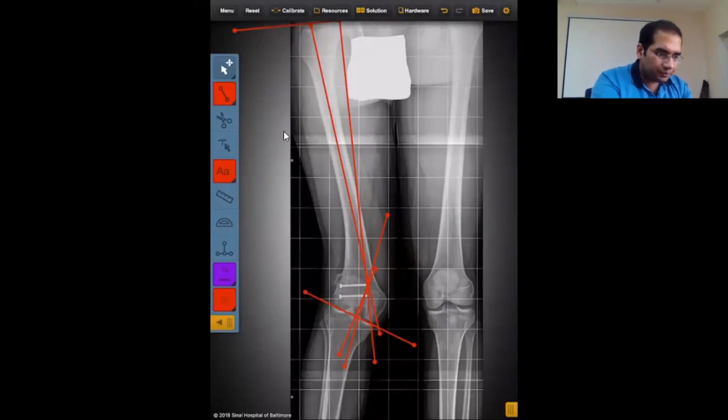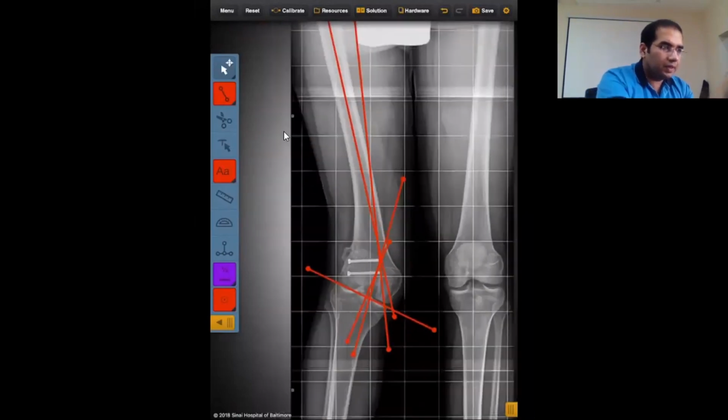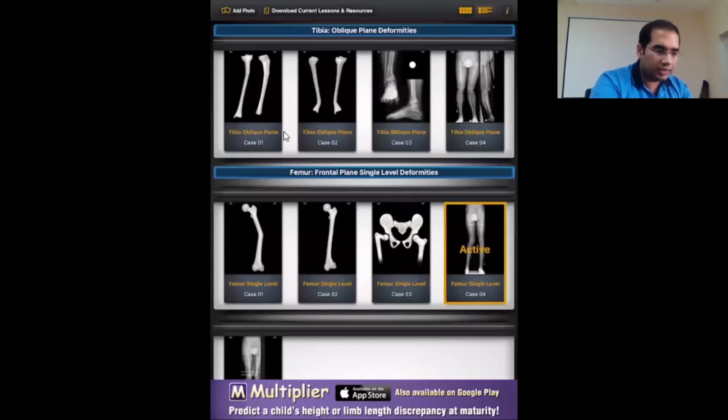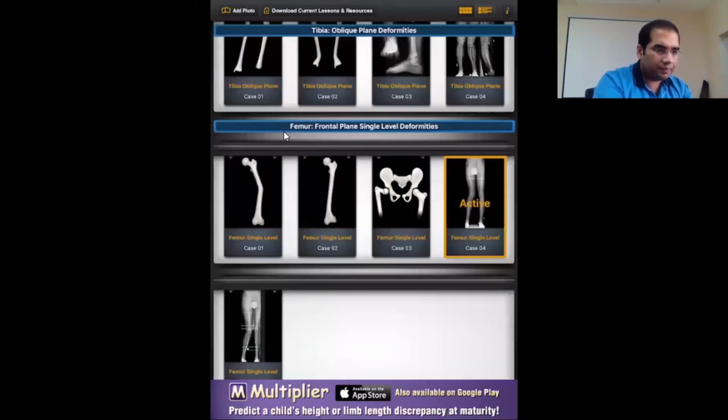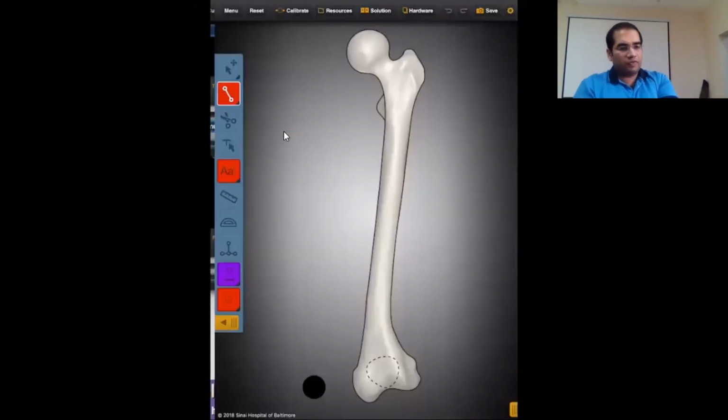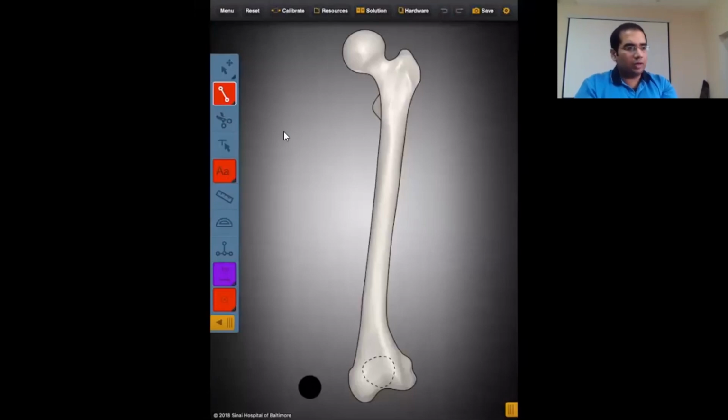So let us discuss one more, and then we can conclude. Here again, first thing is we have drawn the mechanical axis.